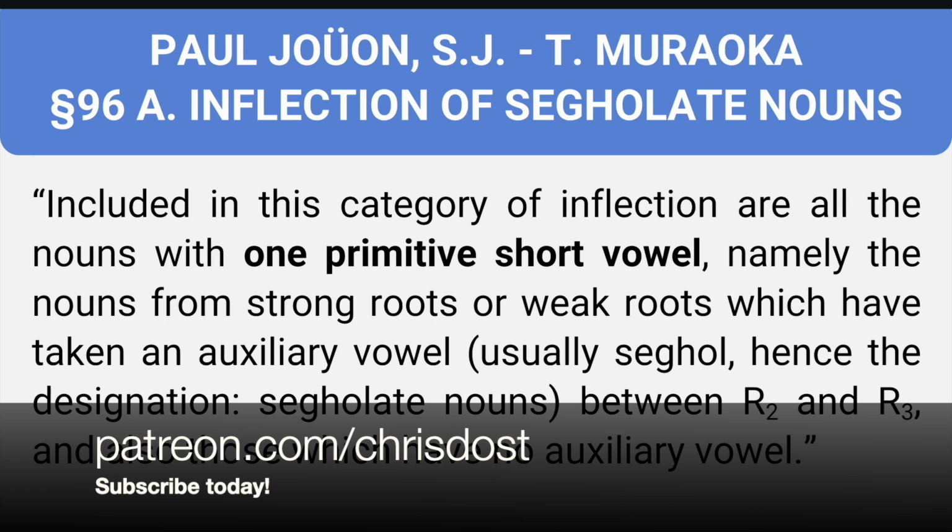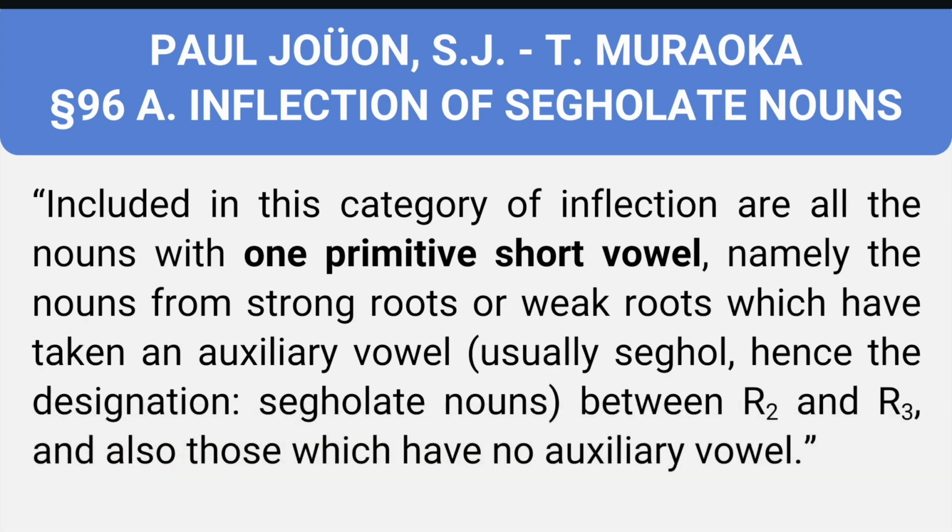One primitive short vowel. Namely the nouns from strong roots or weak roots which have taken an auxiliary vowel, or a helping vowel, usually segol. Notice that with Segholates, it's not always segol that's the helping vowel. So they've taken an auxiliary vowel, which is usually segol, hence the designation Segholate nouns. And this auxiliary vowel will occur between the second and third root consonant. That's what's meant by R2 and R3 here. And also those which have no auxiliary vowel.